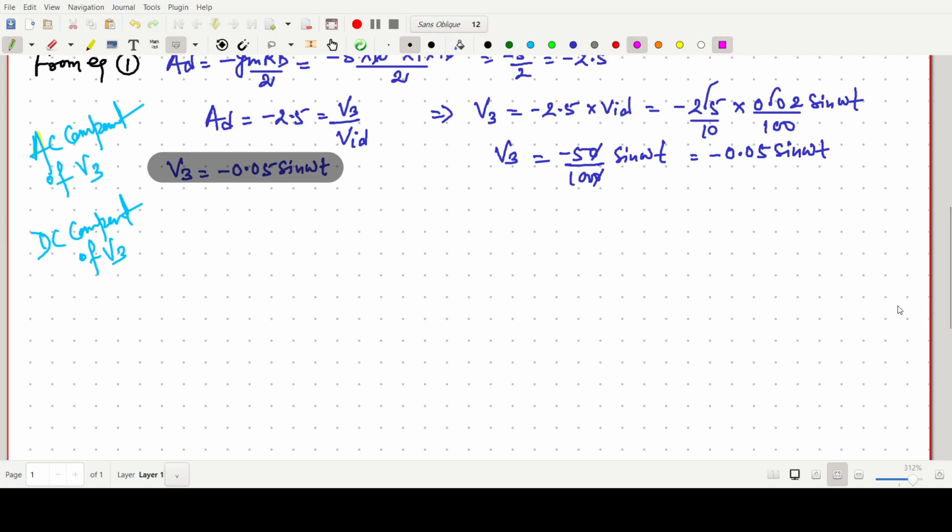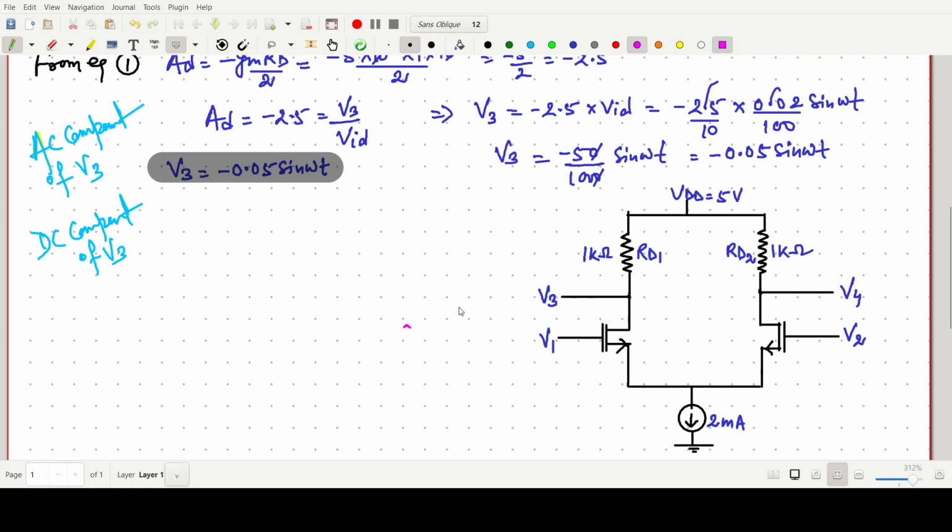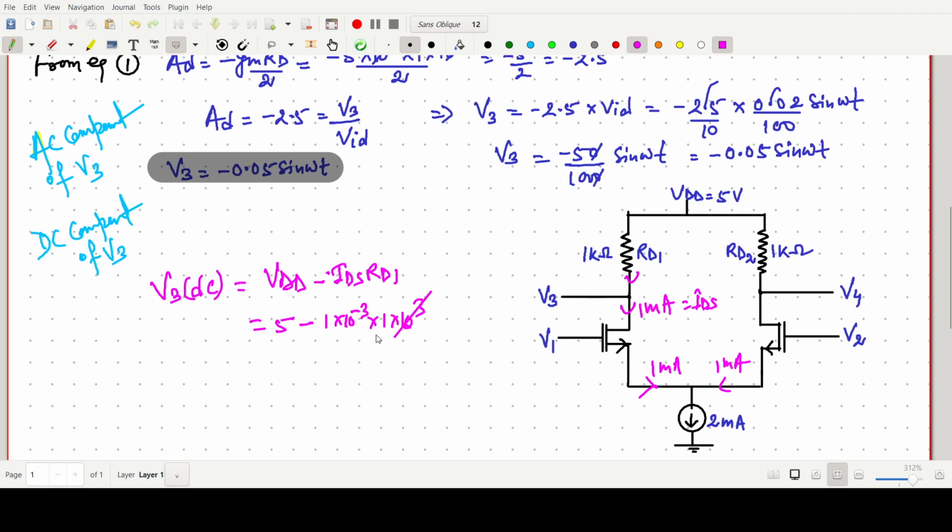So I am just writing this diagram. Here this component is 1 milliampere, this one is also 1 milliampere, and this DC component is 1 milliampere. So we have to find this V3 DC component. This component will be written as VDD minus IDS into RD1. So this should be 5 minus IDS, which is simply 1 milliampere. So 1 into 10 to the power minus 3 into 1 into 10 to the power 3. This gets cancelled, so it should be 5 minus 1, 4 volt.